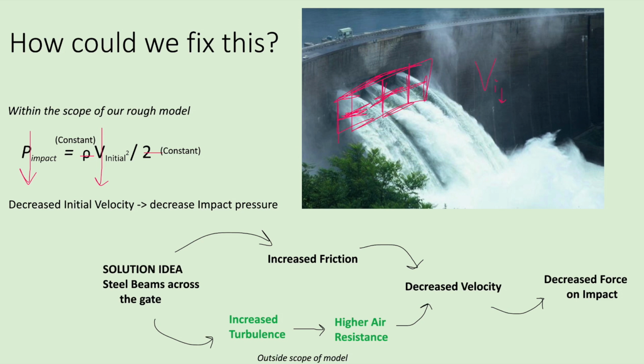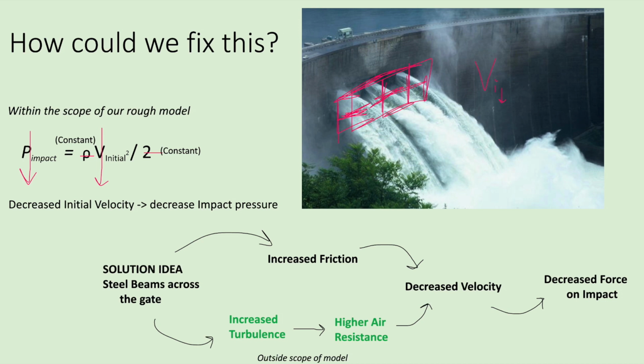Additionally, having these bars go across the outside would heavily increase the turbulence of the water. And if we consider the air resistance we neglected in the previous example, this would massively increase the air resistance of the water. Therefore, the velocity upon impact and the force it exerts is going to be significantly lower.